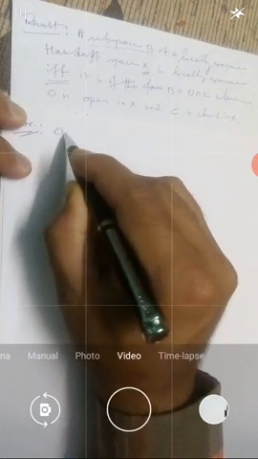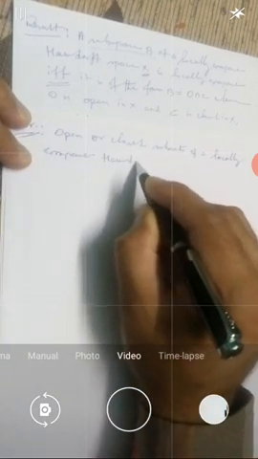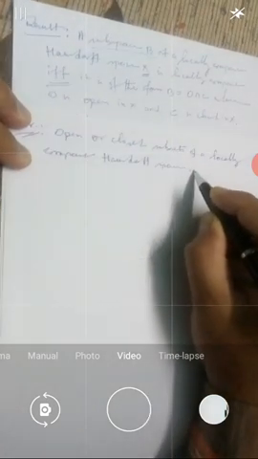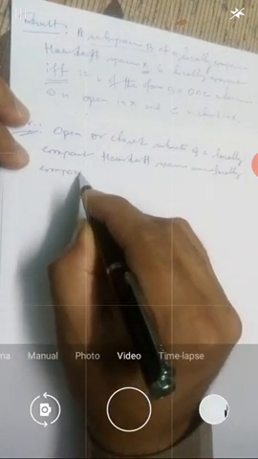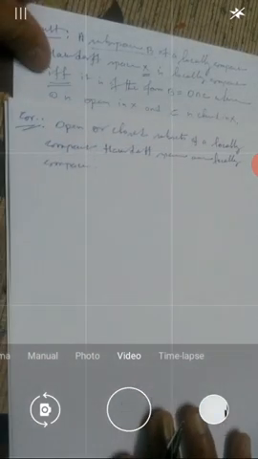So a corollary of this last result: open or closed subsets of a locally compact Hausdorff space are locally compact. Easy consequence. Why?